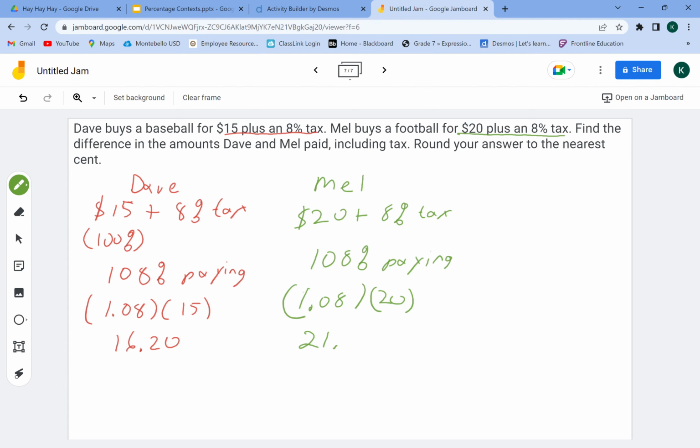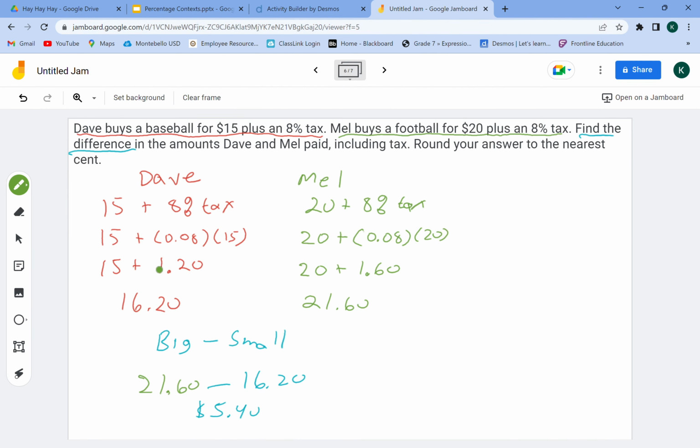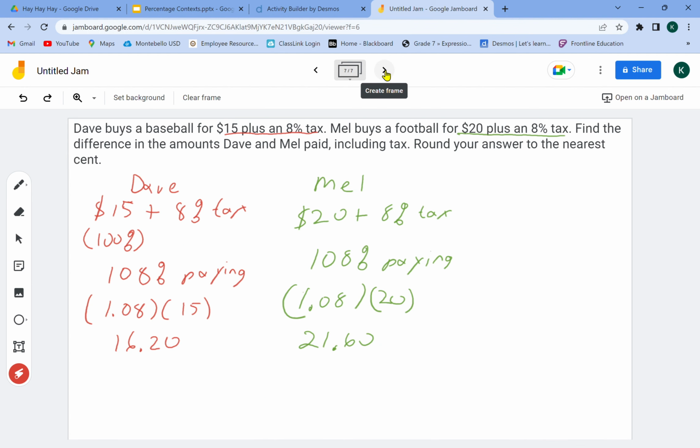Let me put parentheses around here: $21.60. Notice how we get these results a little bit faster than the other method. It's technically skipping the adding part that you see here. So it's kind of neat to do that. And then you can find the difference by subtracting, and you'll get the same amount.